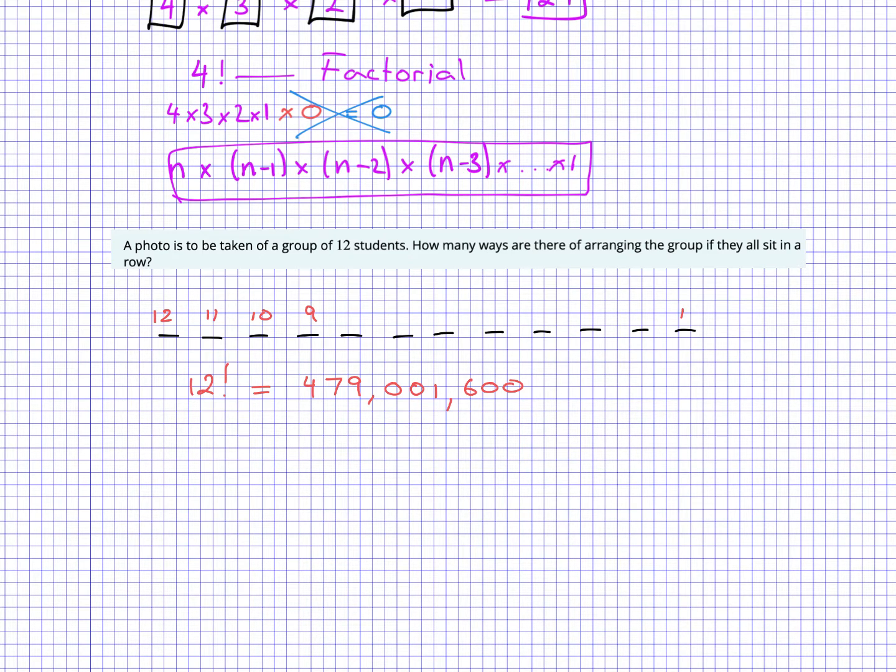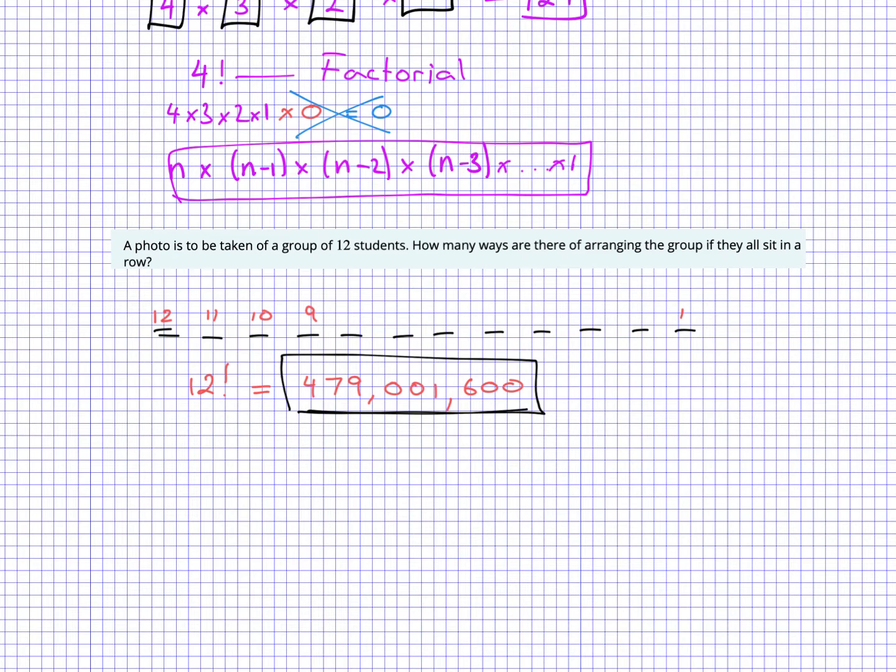Now factorials are a good way of getting big numbers very quickly. As you can see, 12 factorial is this big, and no one wants to try out this many different arrangements to work out the optimum one. So keep that in mind.